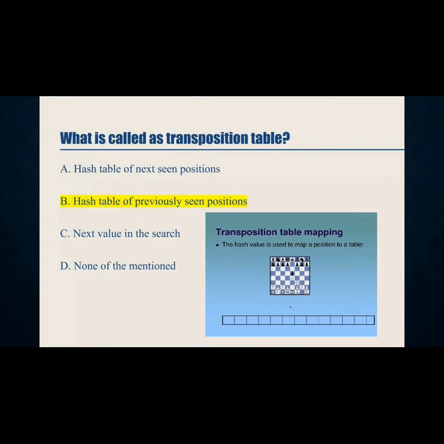And the final question is, what is called the transposition table? Is it a hash table of next seen position? Is it a hash table of previously seen position? Is it next value in search, or none of the above? The correct answer is hash table of previously seen position. So in the diagram you can see that the transposition table mapping works like a hash table of previously seen positions, and that is called a transposition table.